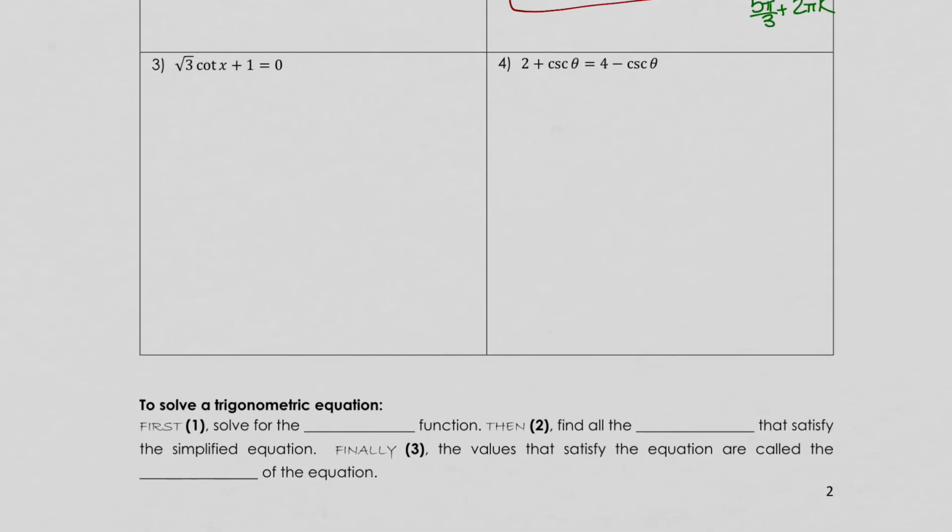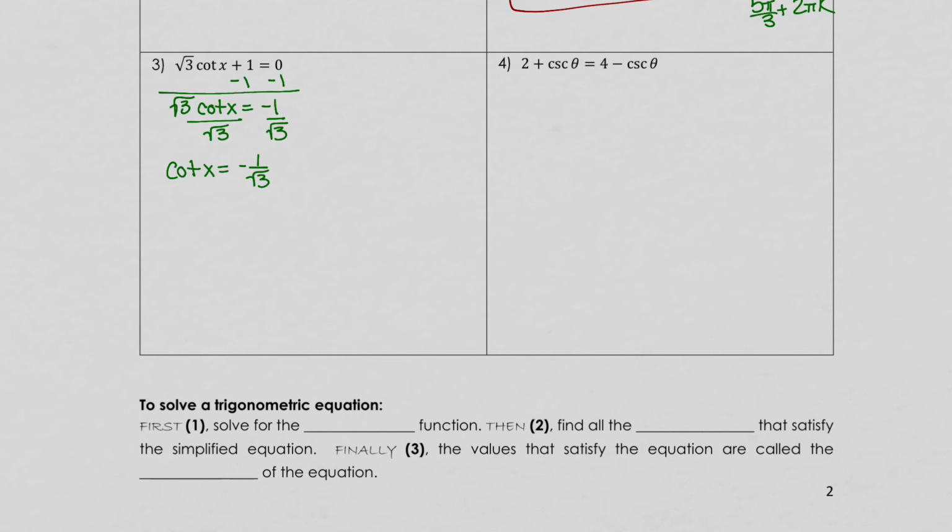So square root of 3 cotangent x plus 1. Let's solve for cotangent x. It needs to be by itself, so I'm going to subtract 1. Square root of 3 cotangent x equals -1. Divide by square root of 3. Now we have cotangent x equals -1 over square root of 3.